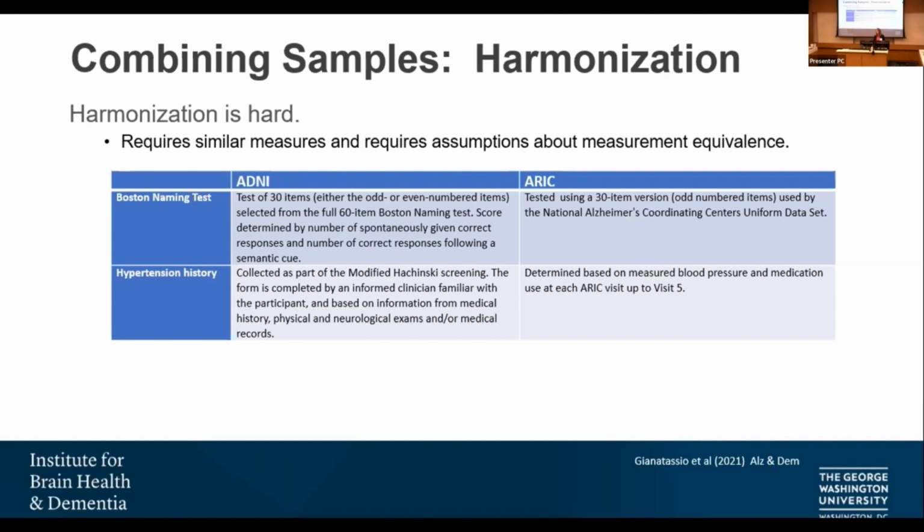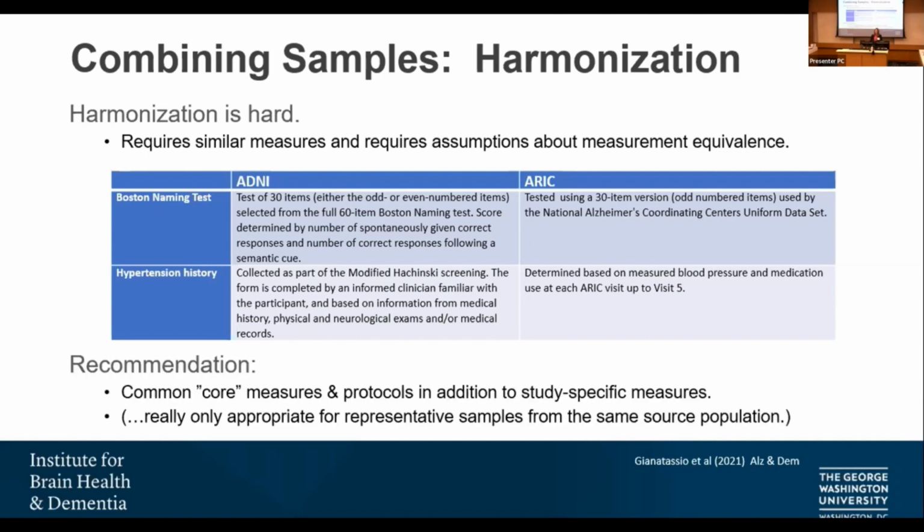Do we really think that the people who are labeled as having a hypertensive history would be the same under those two approaches, right? So my recommendation here, and I'm not going to just say, hey, look at all these problems, I'm going to give you recommendations because I really truly believe we have to overcome these issues. My first recommendation is think about some common core measures and protocols in addition to your study-specific measures. Not a new recommendation, but we have a tendency to want to do the latest, the greatest, the best. Sometimes having consistency is worth avoiding going to that place.